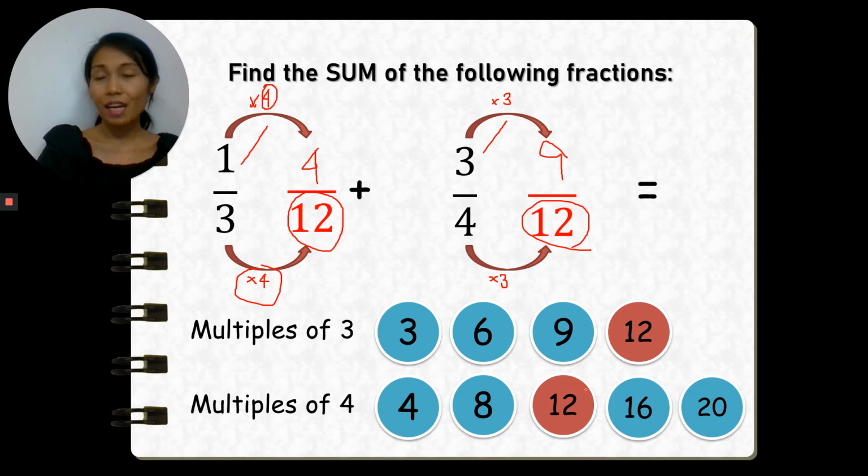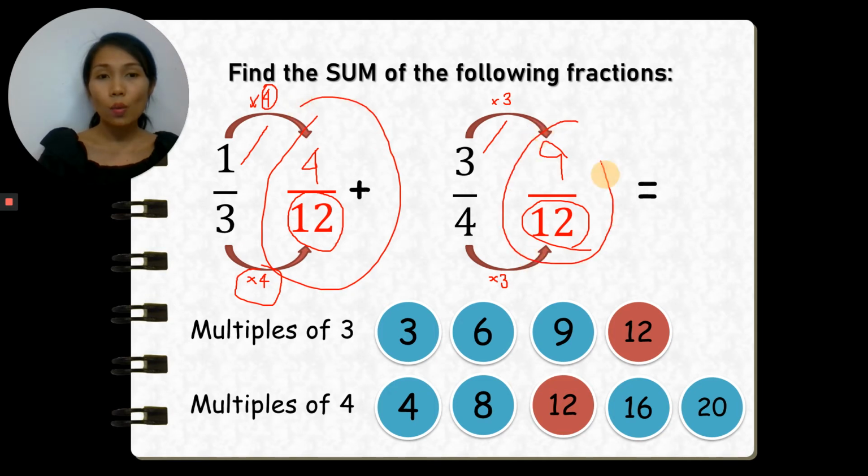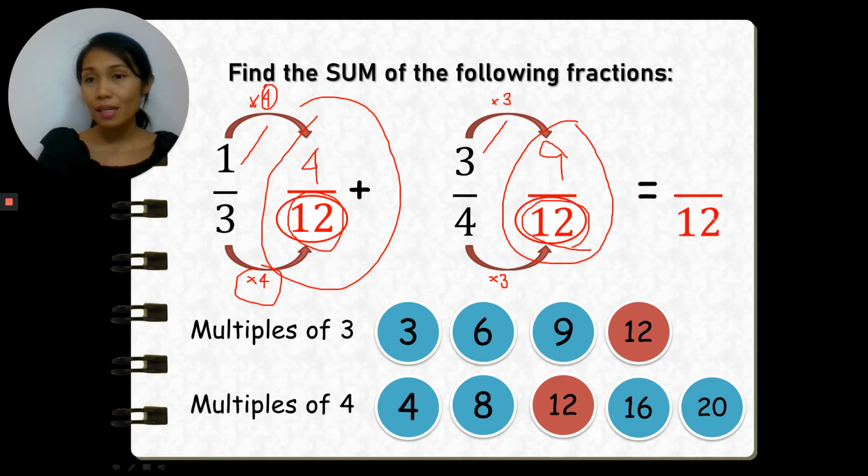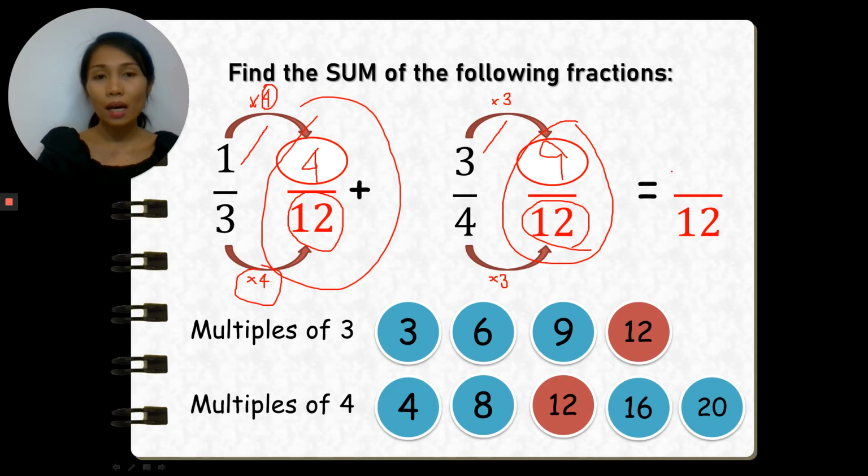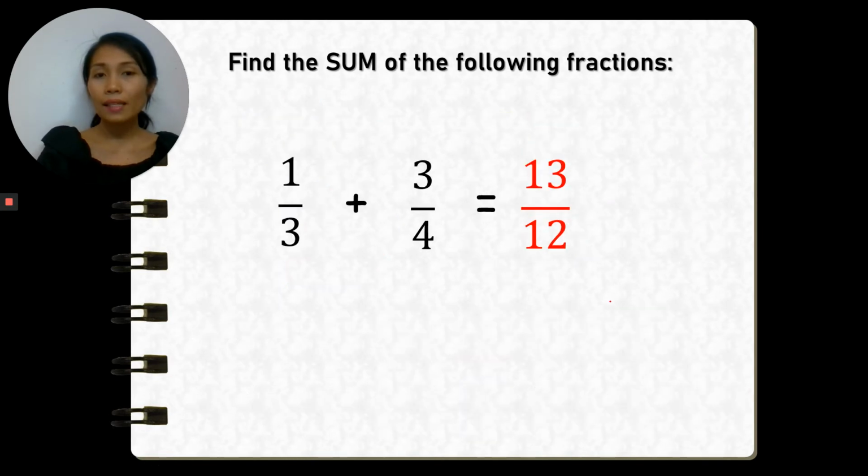All right, now we have new fractions, 4/12 in here and 9/12. Now we got the same denominators. Now all we have to do is copy the denominator and then add the numerators. 4 plus 9 equals 13. Now that we got 13 over 12, that is the answer for 1/3 plus 3/4.